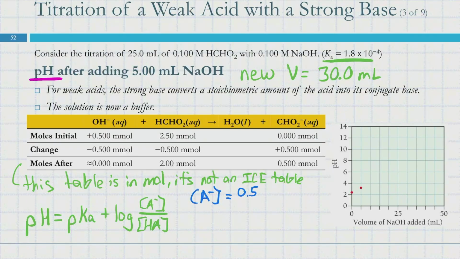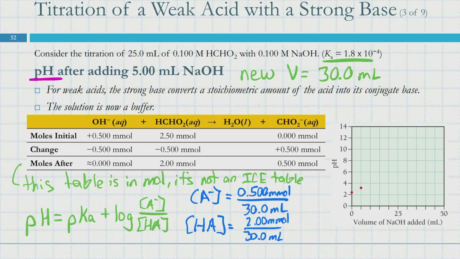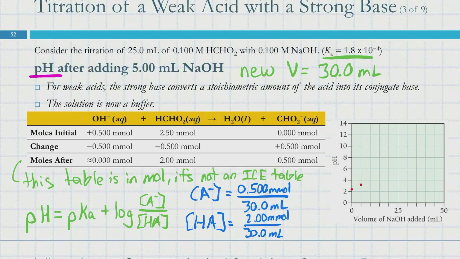It's going to be 0.500 millimoles over 30 milliliters. And our concentration of our weak acid is 2 millimoles over 30 milliliters. Let's look at what happens if we don't evaluate these, so don't plug these into our calculator, and we just plug them in for concentration of A minus and concentration of HA in the minuscule amount of room that I left myself.